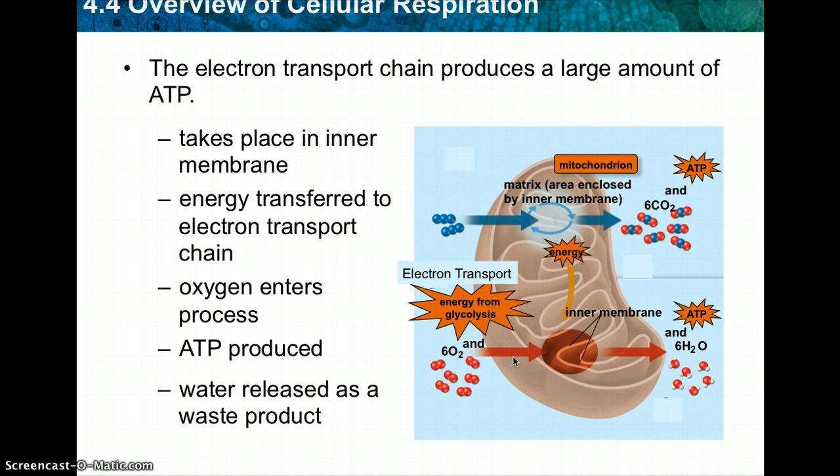If oxygen is not present, another anaerobic pathway known as fermentation makes it possible for cells to keep glycolysis running, generating ATP to power cellular activity. We're going to go into fermentation in section 4.6, so don't necessarily worry about that. Just know that that's what's going to happen if oxygen is not present. There is another anaerobic pathway.